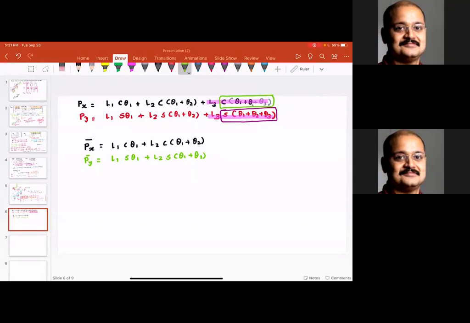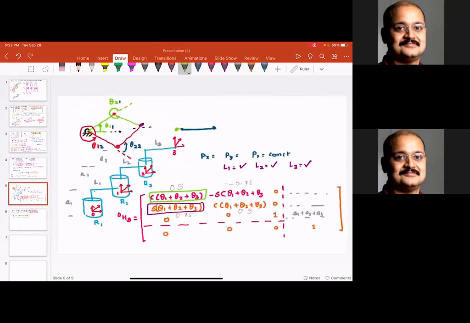Px bar equals Px minus L3 cosine of theta 1 plus theta 2 plus theta 3. That's what I'm trying to say here. How do we get that cosine of theta 1 plus theta 2 plus theta 3? From this matrix. But how do we get the values of the matrix?